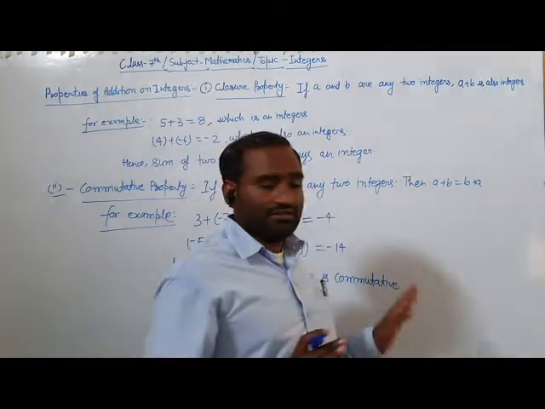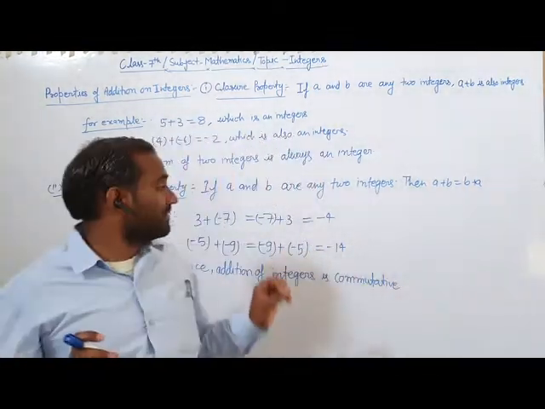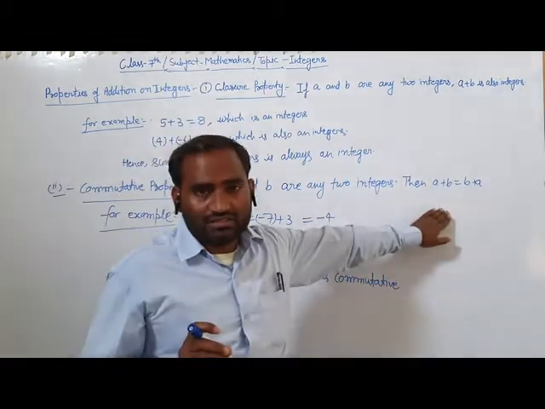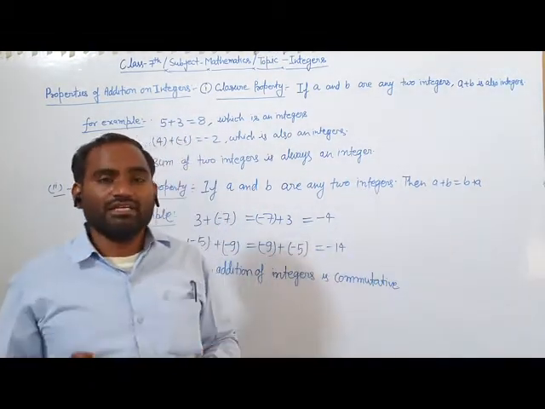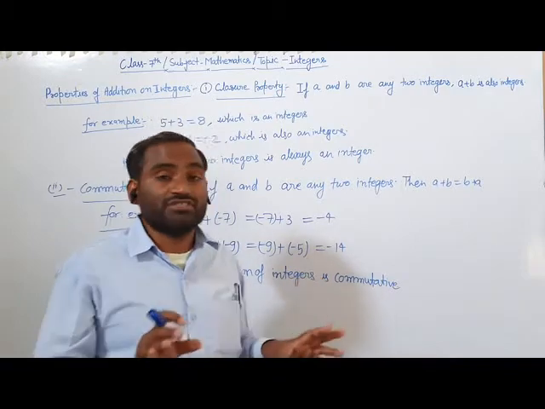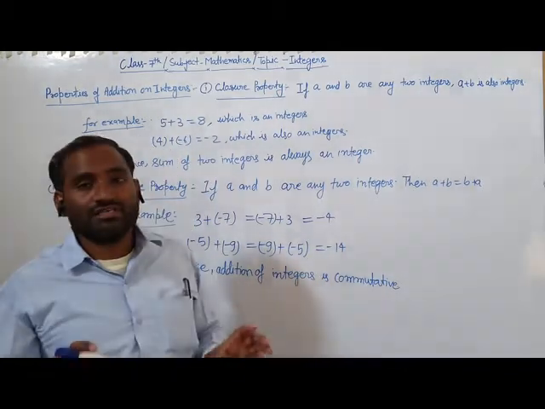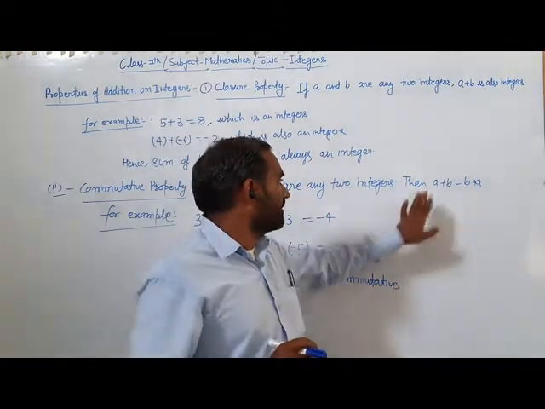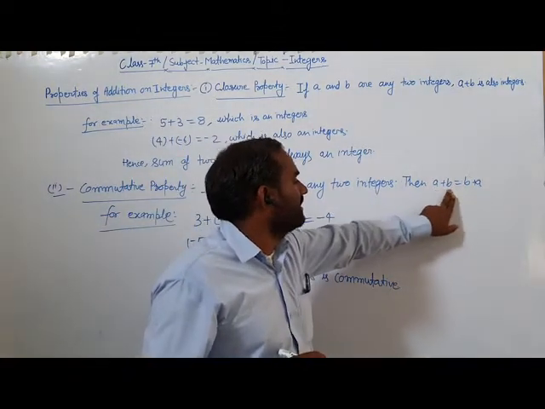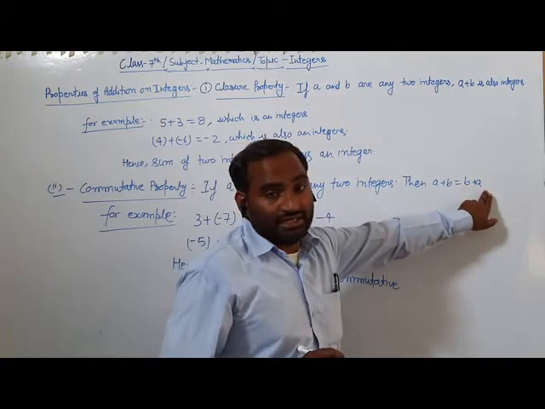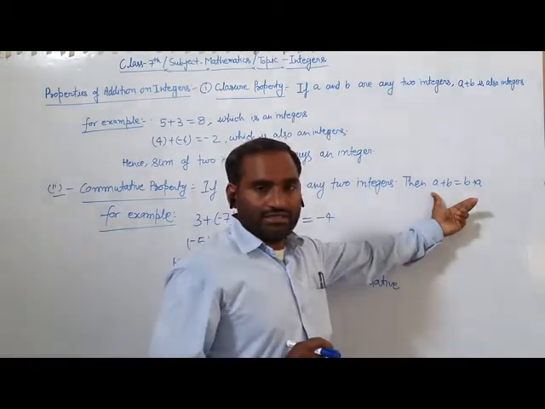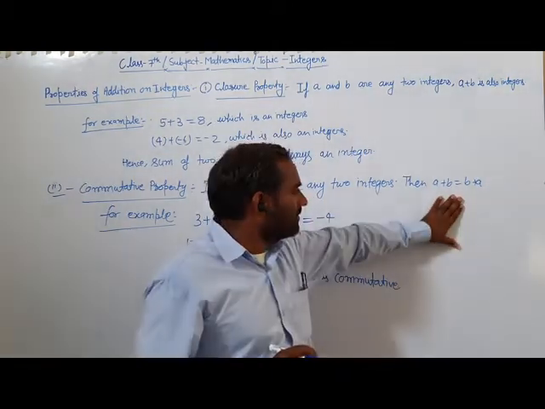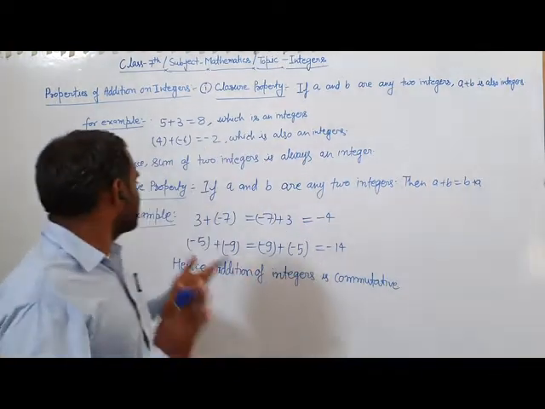The addition of integers remains the same. Sum of integers remains the same if we change the order of integers. Here a plus b is equal to b plus a. Here we have to change the order. We change the order, but the answer is the same.